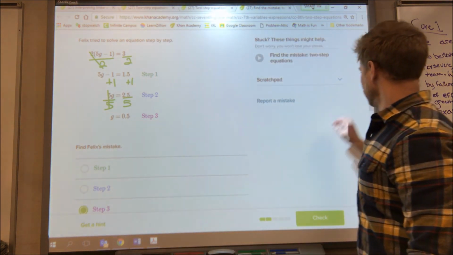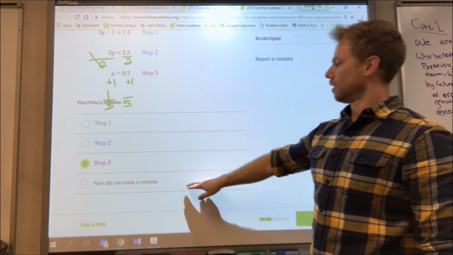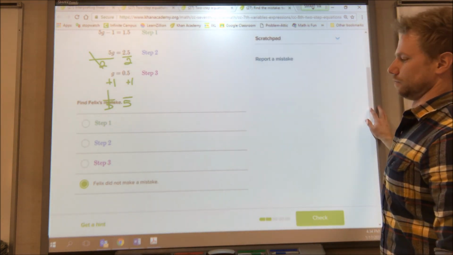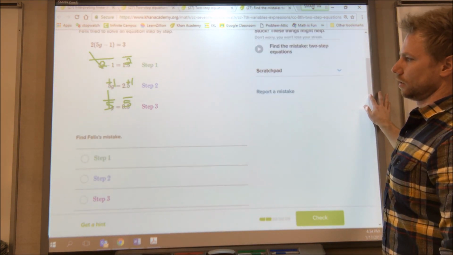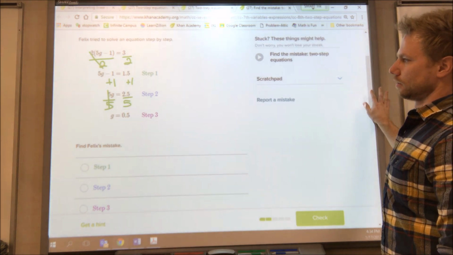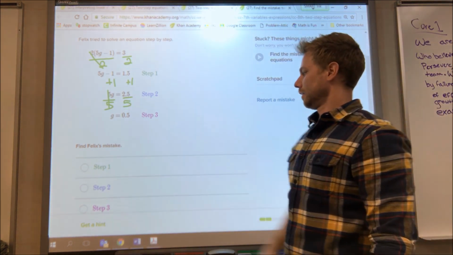So step 3, not step 3. There's no mistake. Okay, they did everything correctly. They got the right answer.